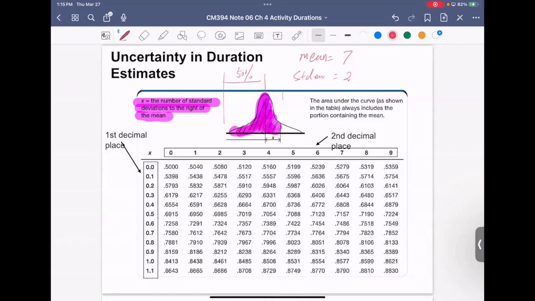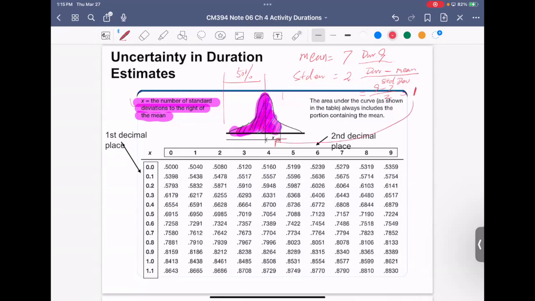And if you have a duration of 9, right? Then you use the duration minus your mean, divided by your standard deviation. So this gives you 9 minus 7 divided by 2, which equals 1. And this 1 is the x.